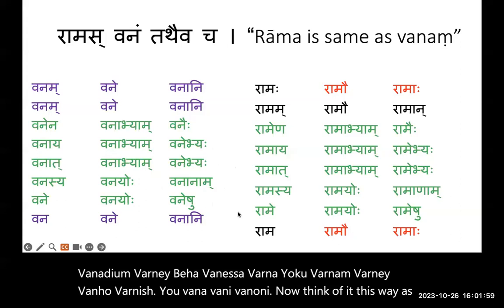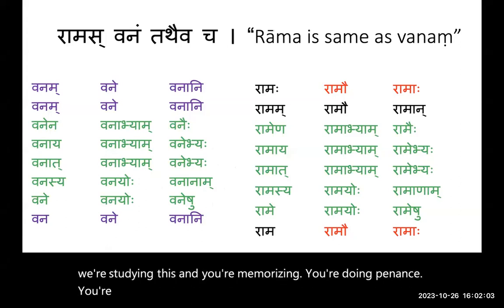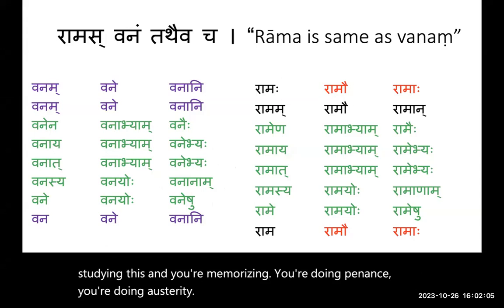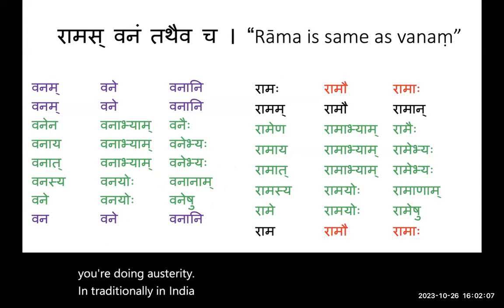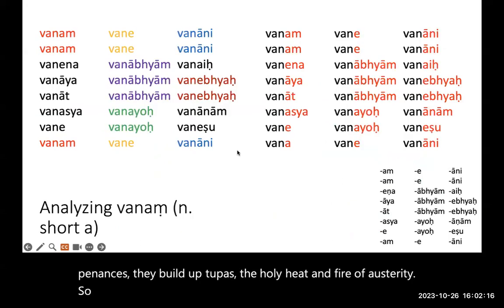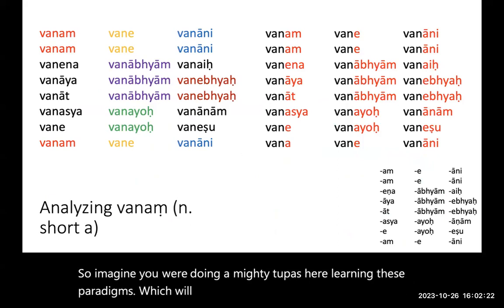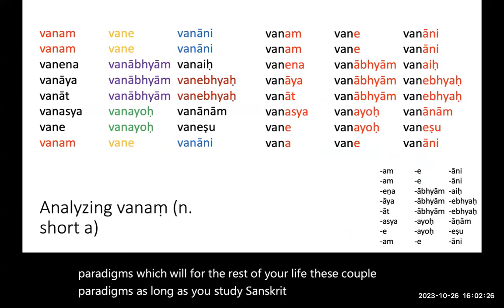As we're studying this and you're memorizing, you're doing penance. You're doing austerity. Traditionally in Indic culture, when one does these types of penances, they build up tapas, the holy heat and fire of austerity. So imagine you are doing a mighty tapas here, learning these paradigms, which will, for the rest of your life, as long as you study Sanskrit, be somewhat running through your head.